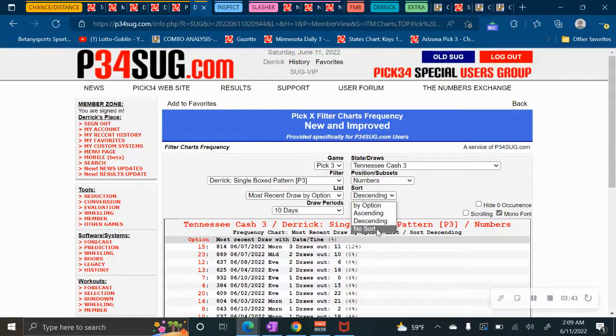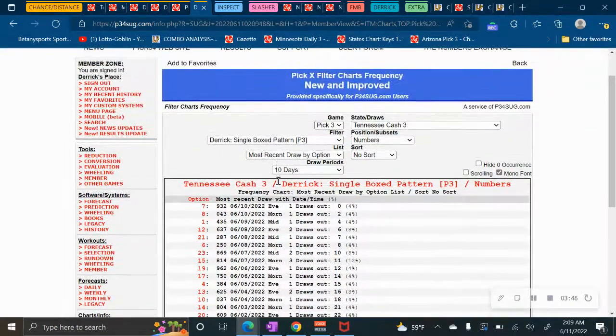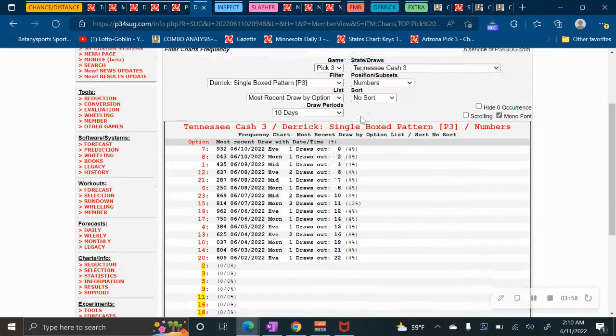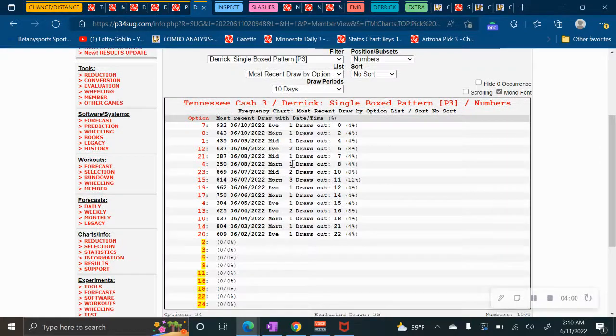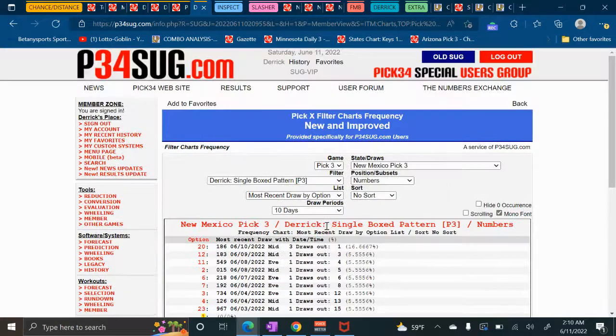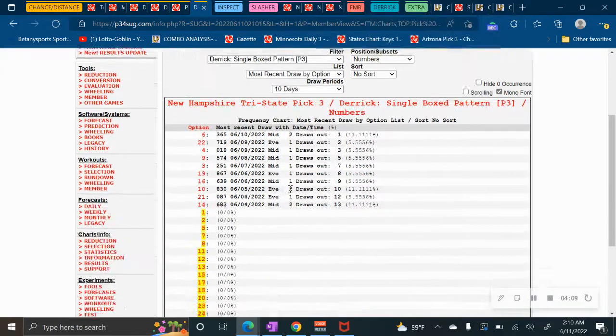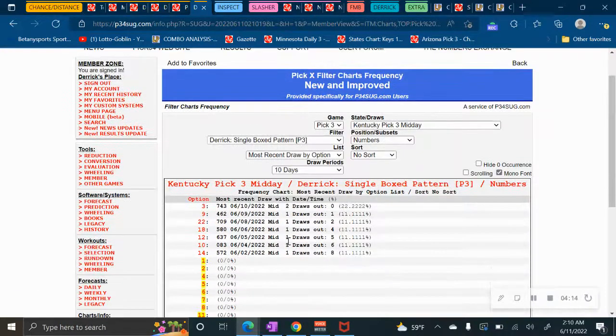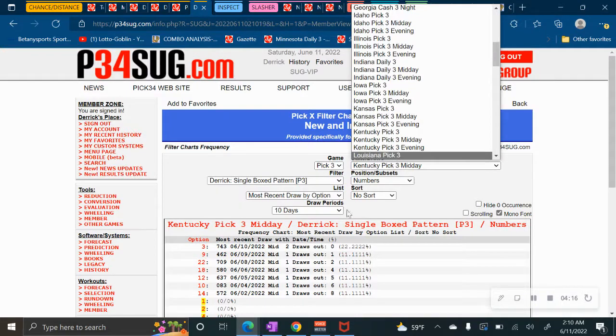Go to no sort, most recent draw, SBP pattern. You're going to notice something. That one dominates. It doesn't matter what state you go to. The majority of them, the one at 10 days, I mean, that's really pretty conservative. Look at that, one dominates, right? New Hampshire, the one dominates. There are going to be some states that don't, of course, but for the most part, they do.